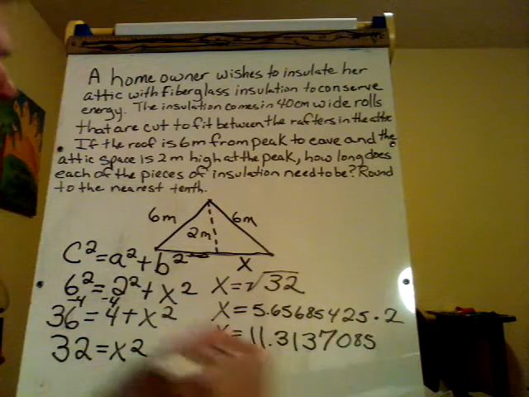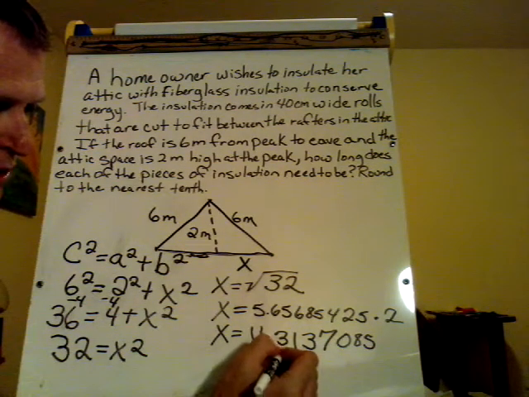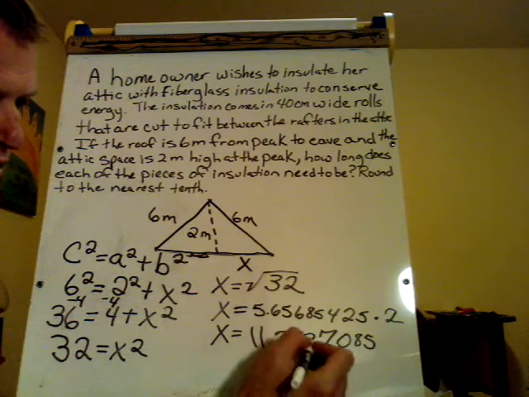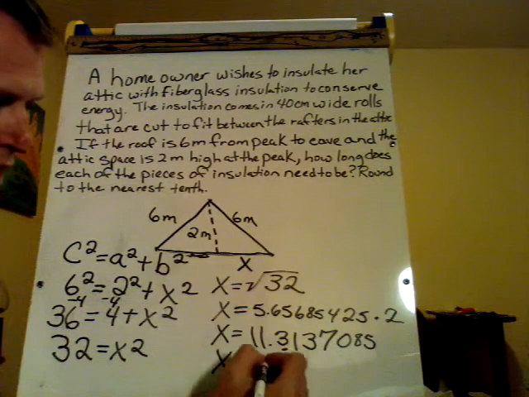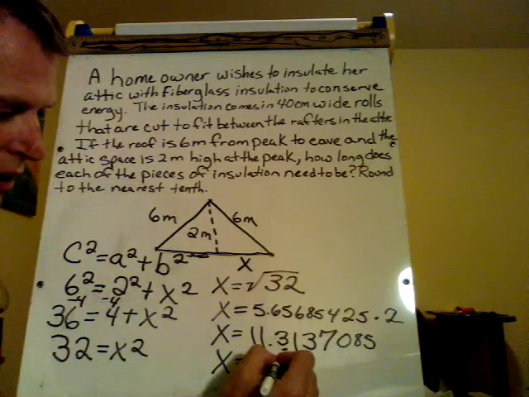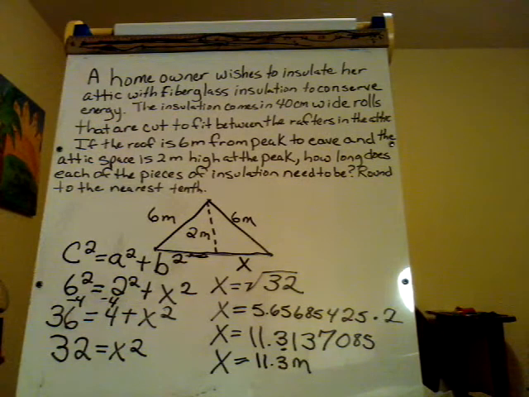11.3137085. Now this problem asks us to round it to the nearest tenth, which is this position, because this is tenth, 100, 1,000. So now we have X equals 11.3 meters. And that is the solution to the problem.